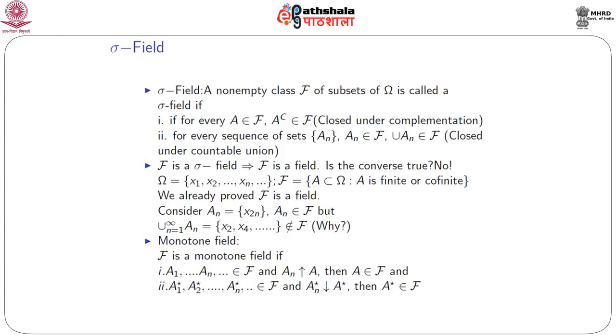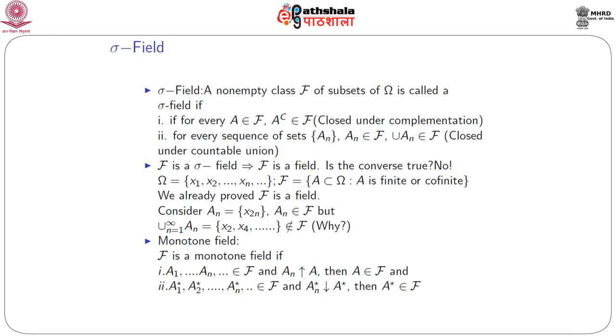Now we will define what we mean by monotone field. We say script F is a monotone field if A1, A2, An and so on, these sets belong to script F, they are monotonically increasing in n and their limit is A, then A will also belong to script F.